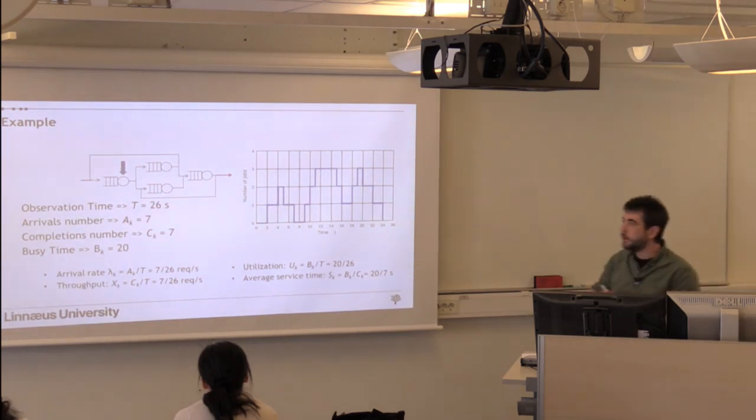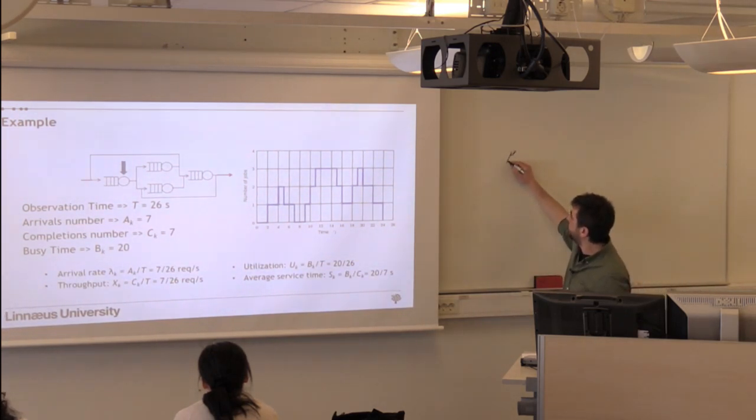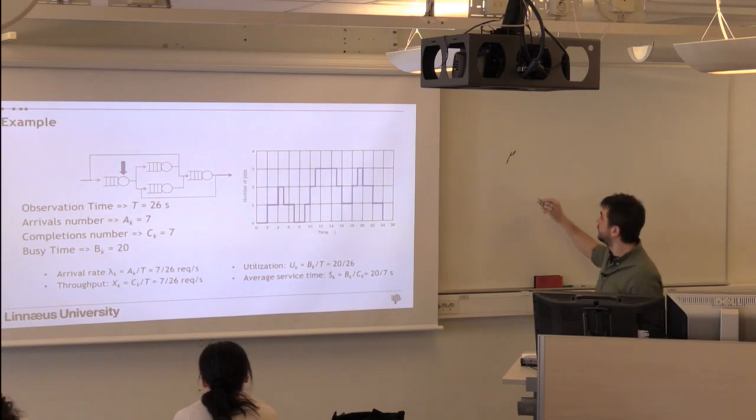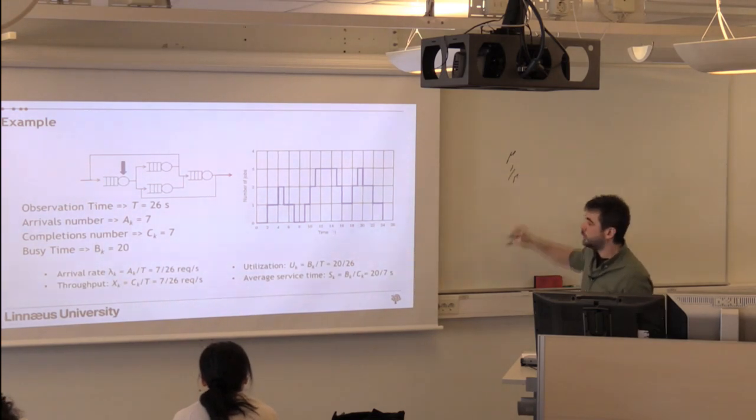Last lesson, we said that in the queuing network, we use the letter mu for service rate. And the inverse was the service time.